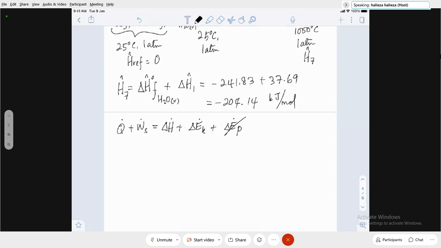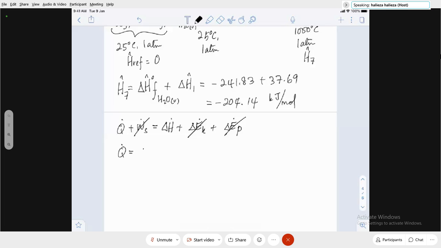So this will be dropped: your change in kinetic energy, your change in potential energy, and your shaft work are going to be 0. Give the reason. The shaft work is 0 because there are no moving parts involved. Kinetic energy because there's no change in velocity. Potential energy because there is no change in elevation. So that's very short. You don't need to write too long on that.